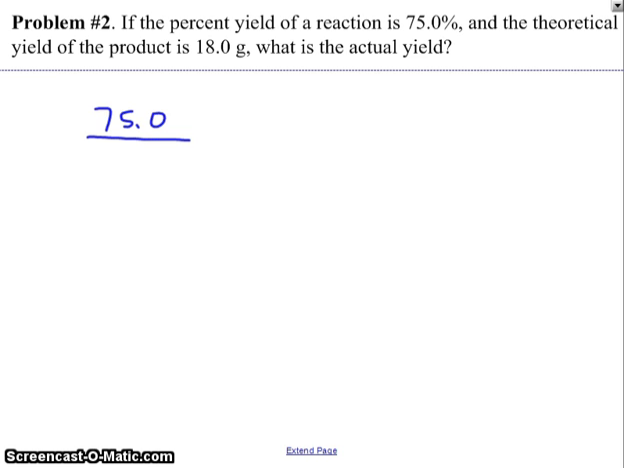75.0% means that it's divided by 100. So for this problem, we're not going to write the percent symbol. We're just going to divide that number by 100. So that 75.0 divided by 100 is the 75%. The percent yield is equal to the actual yield, which is what we're solving for in this problem, divided by the theoretical yield given to us at 18.0 grams.